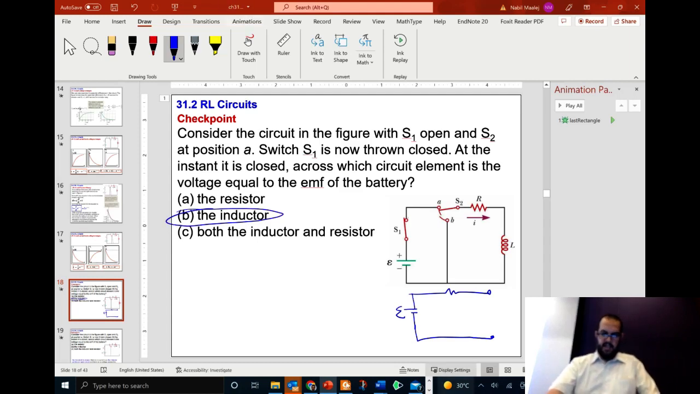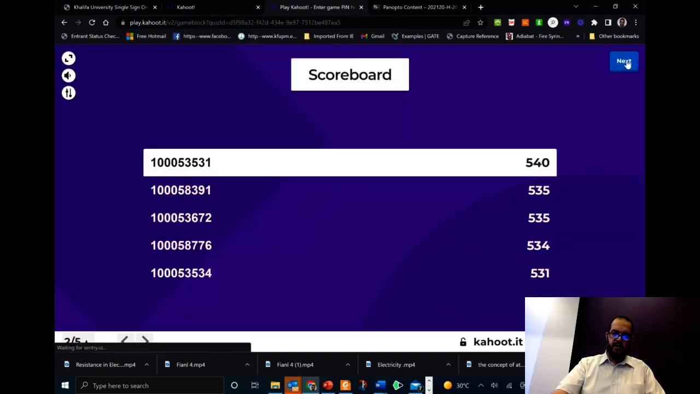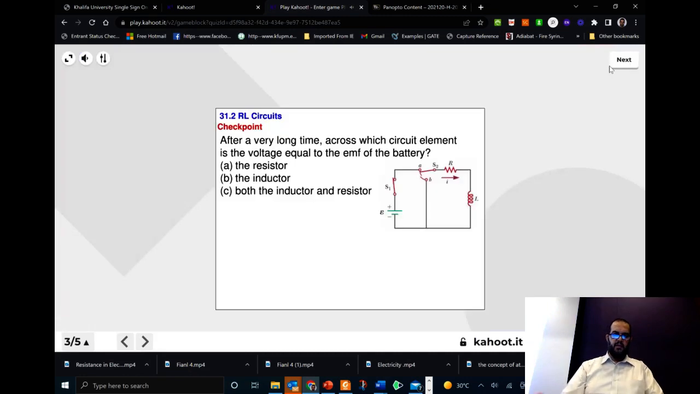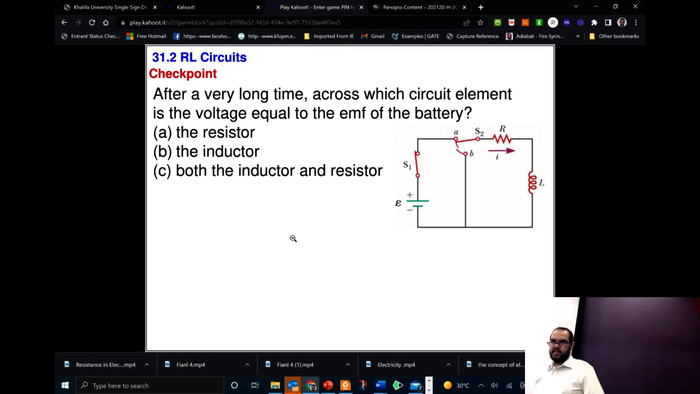All right, next question. Let's go back. All right, so here's the results. Okay, so this is another question. After a very long time, across which circuit element is the voltage equal to the EMF of the battery? Across the resistor, the inductor, or both the inductor and the resistor? I'll give you 20 seconds to think about this.